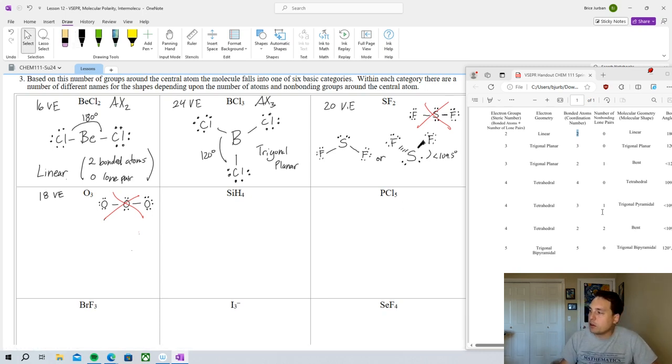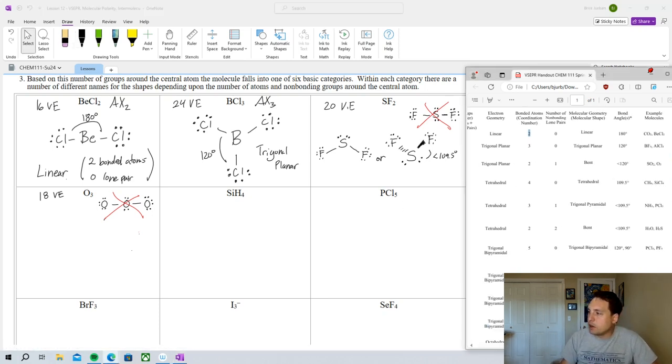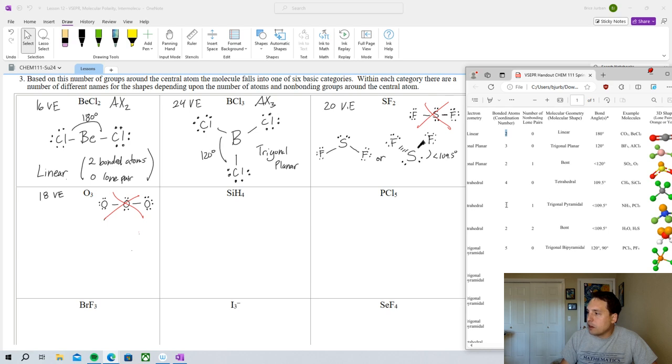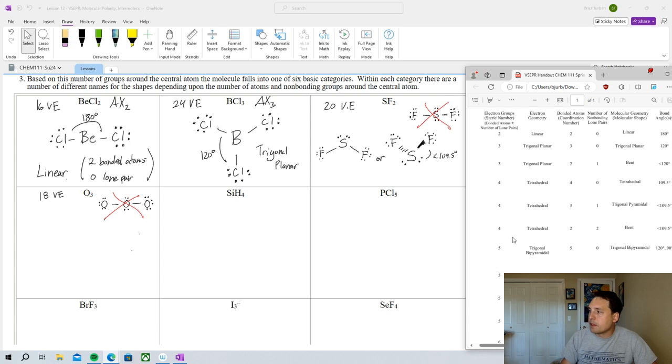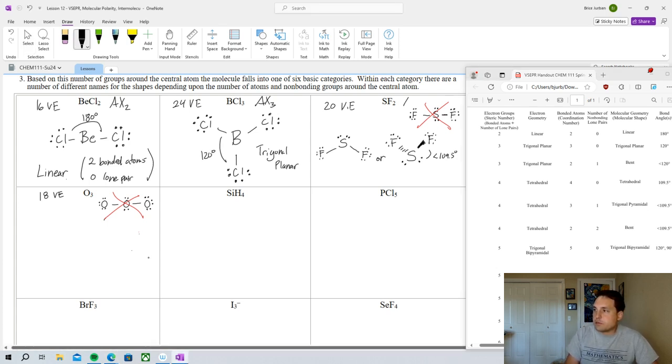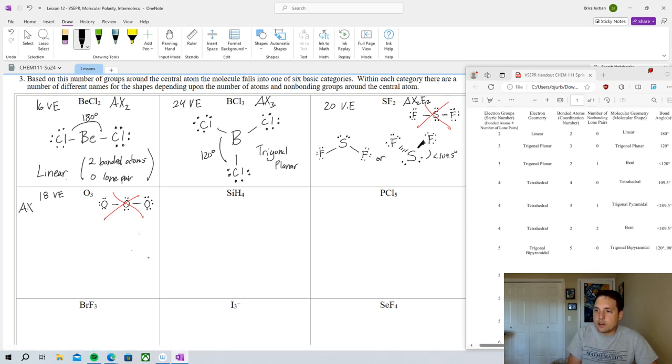So at this point, we might go ahead and look ahead at the shape and say, well, if it's going to have 2 atoms attached and 1 lone pair of electrons, this is going to be a bent geometry. So I'm going to want to draw it as bent. So in that case, this is going to be AX2E.